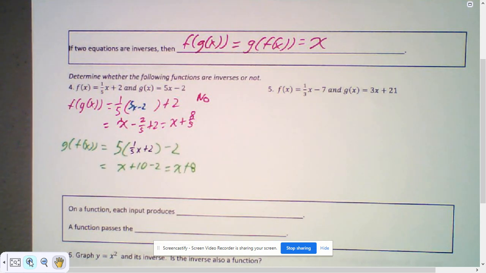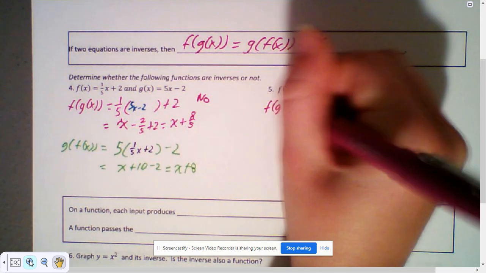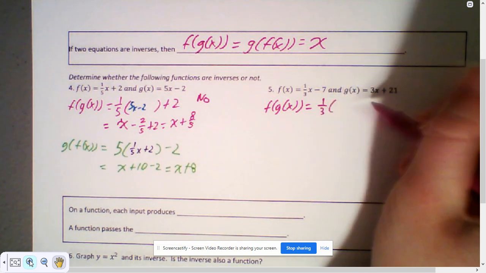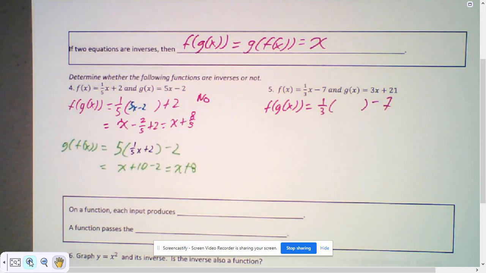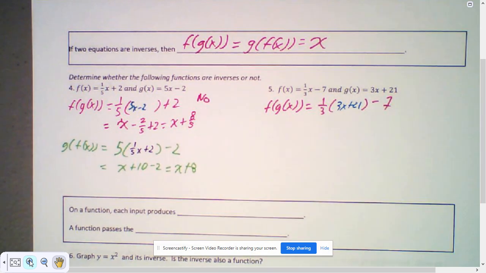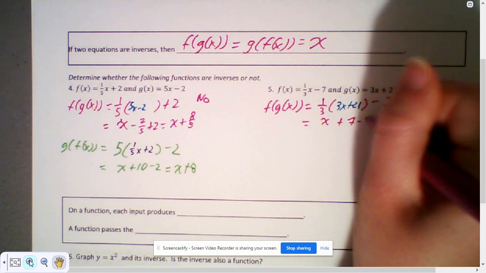For 5, we got f of x equals 1/3 x minus 7, and g of x equals 3x plus 21. So again, we're just going to check them out. So f of g of x, my f function is 1/3 x minus 7. My g function is 3x plus 21. So that goes in the place of x in the f one. So that's going to give me x plus 7 minus 7, which will just be x.